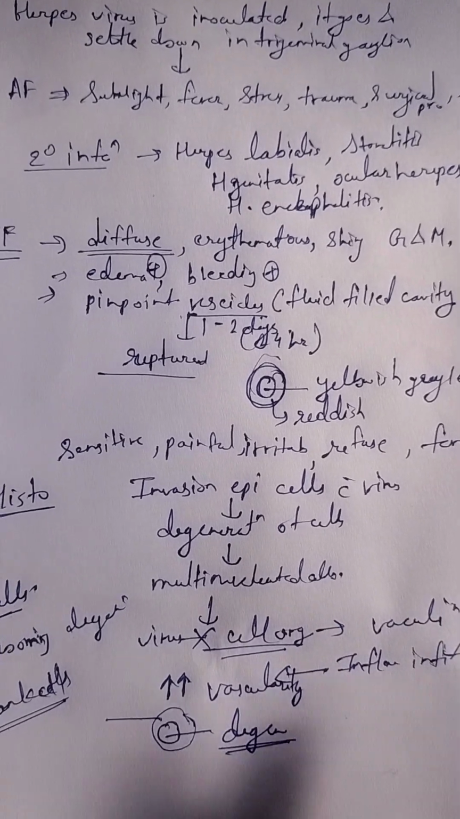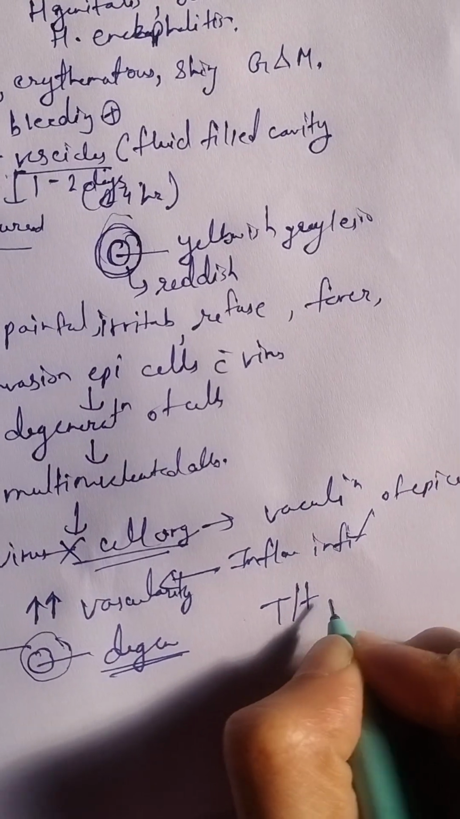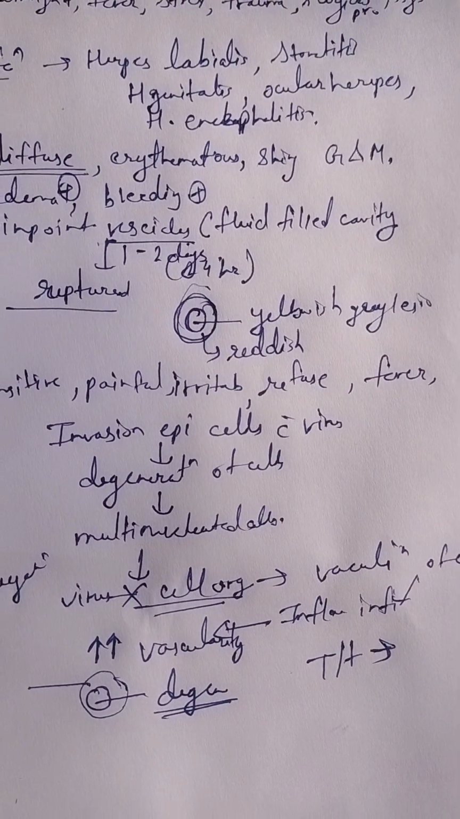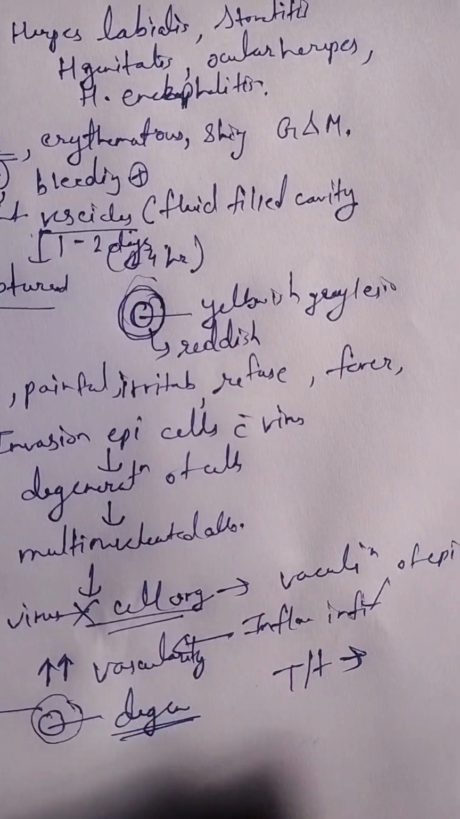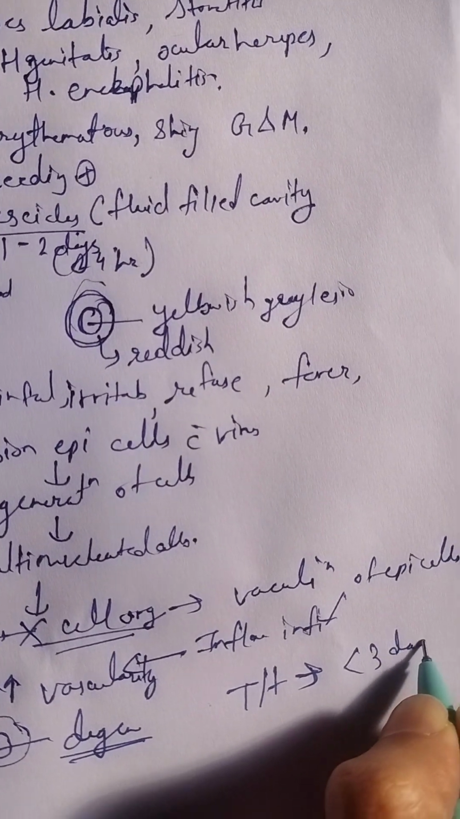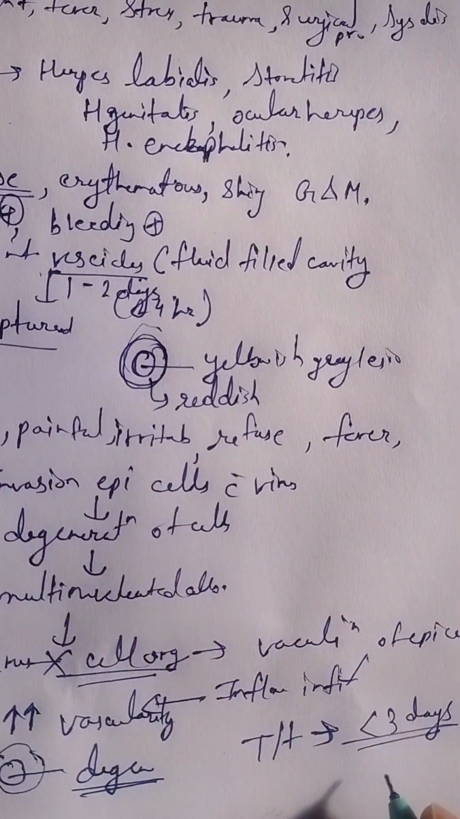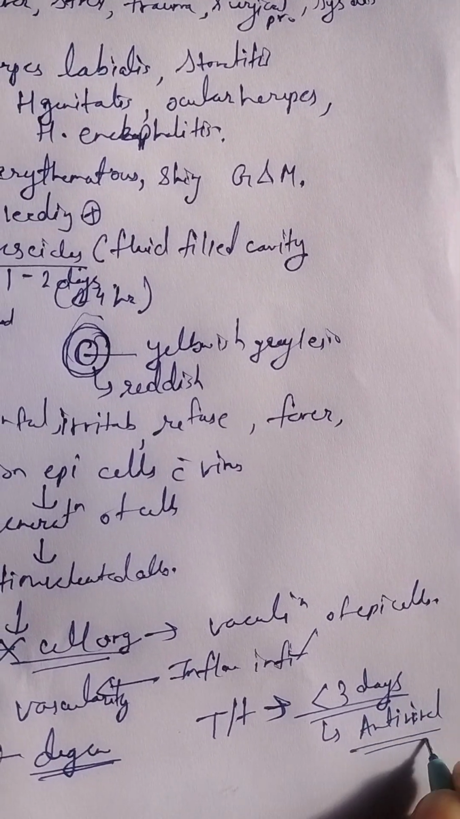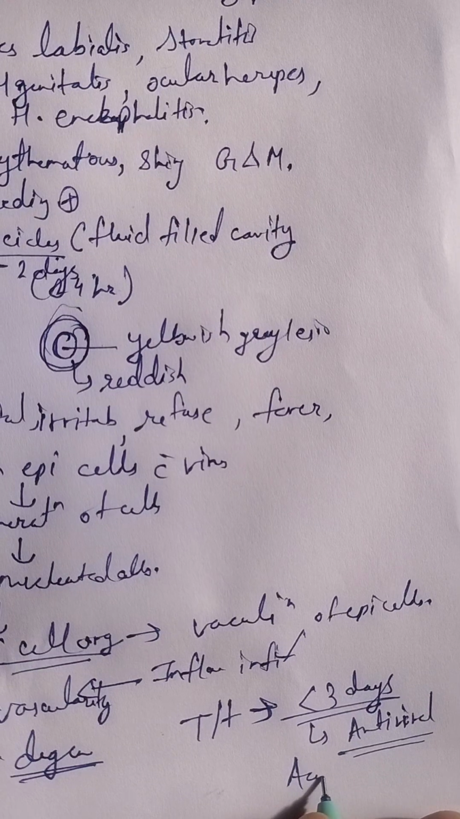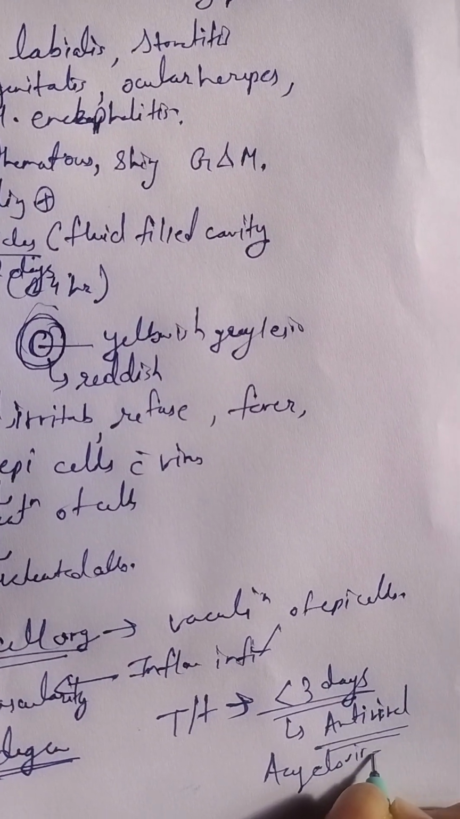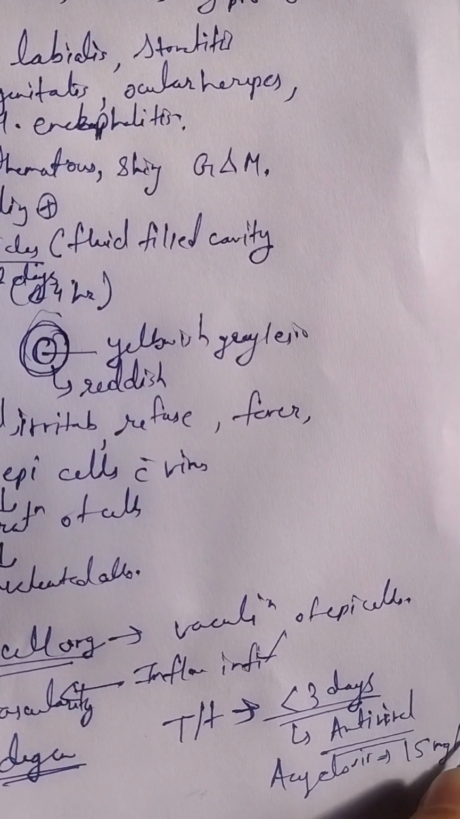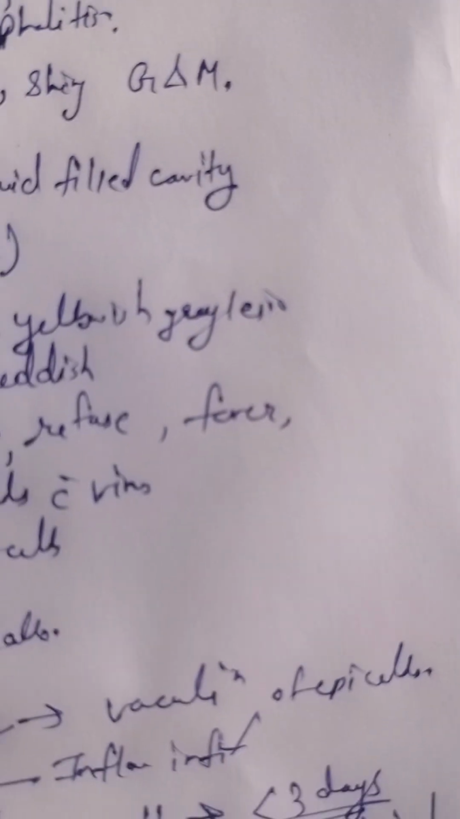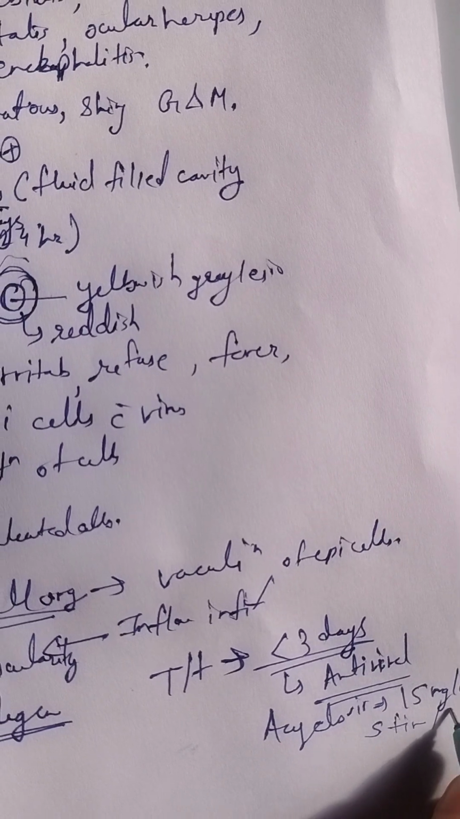So what is the treatment of this? If a patient comes to you with this condition within 3 days of having it, then we have to give an antiviral drug to the patient, that is acyclovir, 15 mg per kg, given 5 times daily for 7 days.